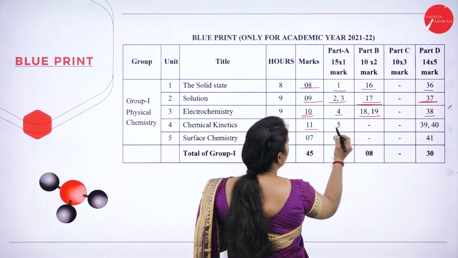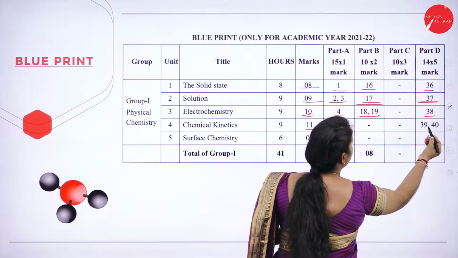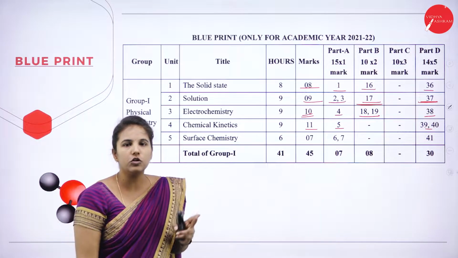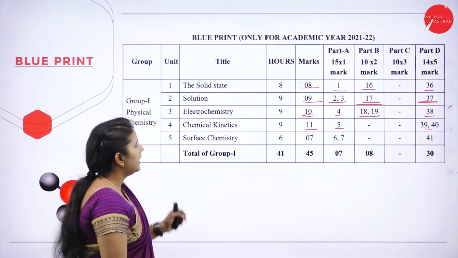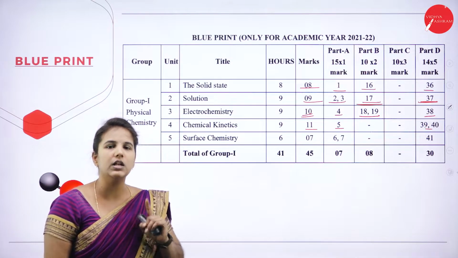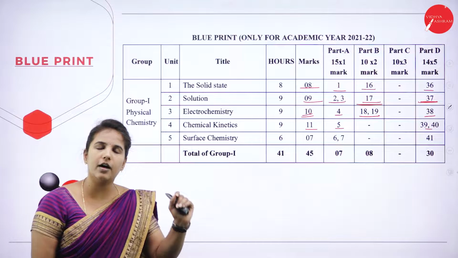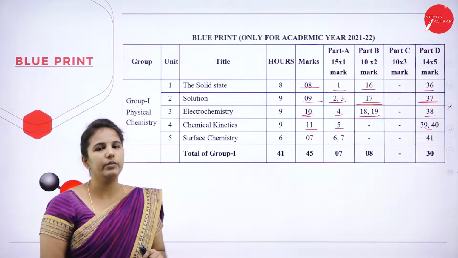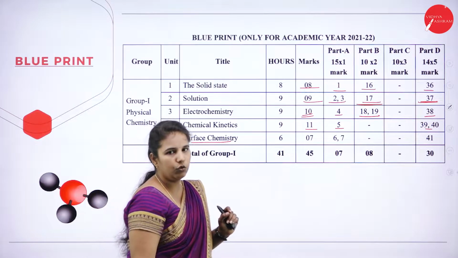There is a 1-mark question in part A. There is no 2-mark or 3-mark question. Directly we have a question in the 5 marks, and there are 2 questions from this unit. In chemical kinetics, definitely they are going to give a derivation on the integrated rate equation for zero order as well as for first order, and there will definitely be one numerical. Coming to surface chemistry, that is unit 5.